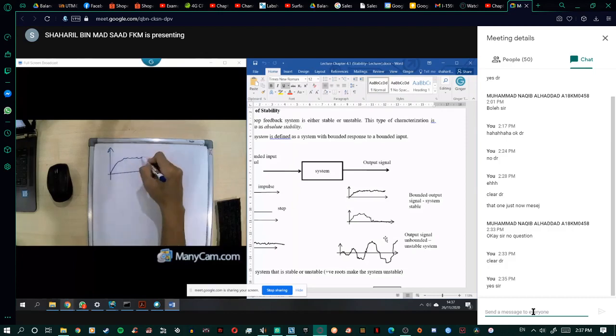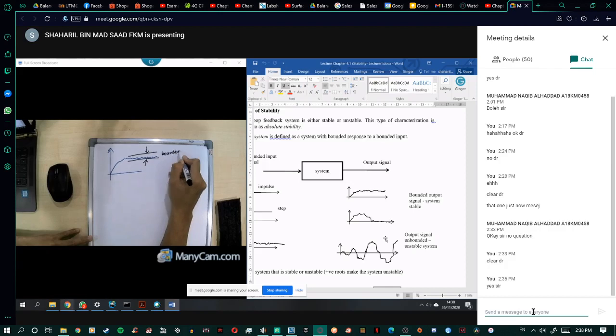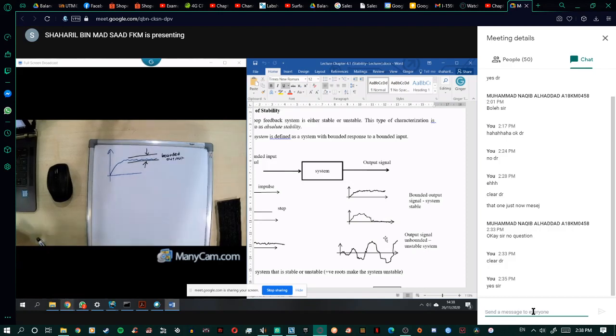Maybe you get it. Okay, this is your system. This is the output, right? So when you take only the boundary, this is the boundary, right? This one we call a bounded output. That means your output is still in this boundary. So we can say that your system is still stable, right? When this one is still in the boundary, we can say that our system is quite stable.